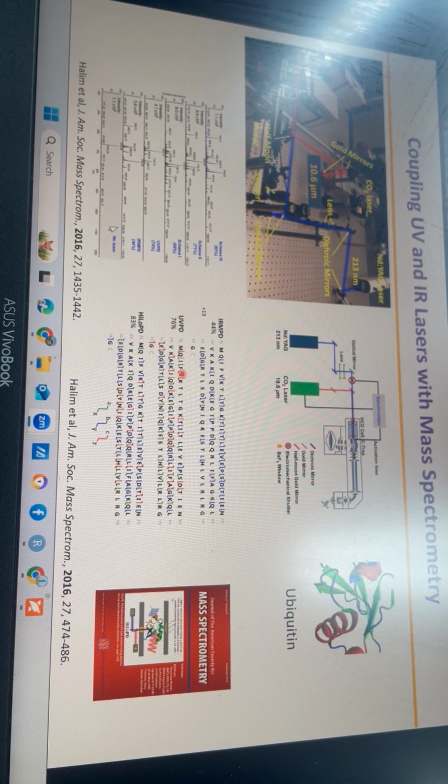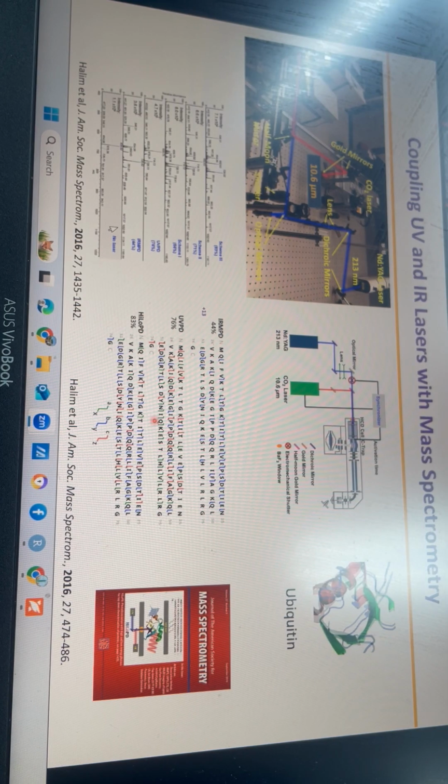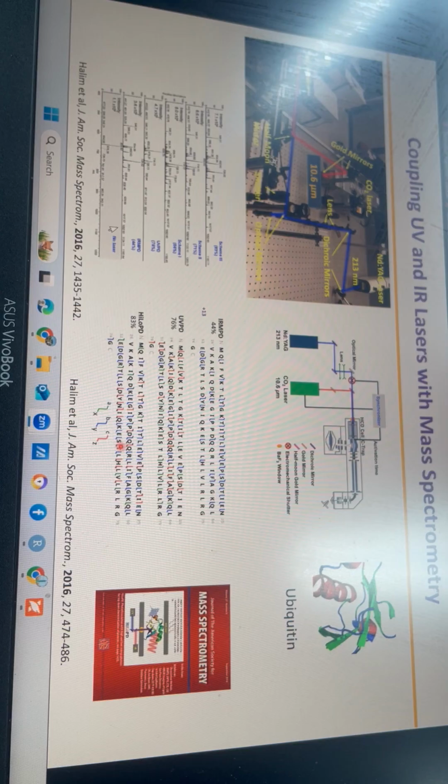But when we used the UV laser, it breaks the carbon-carbon bonds also. There are three types of bonds inside the protein: carbon-carbon, carbon-nitrogen, and nitrogen-carbon. So when we coupled both lasers together, we saw that we get more fragmentation. That was our hypothesis, that both lasers can cut the protein into pieces.